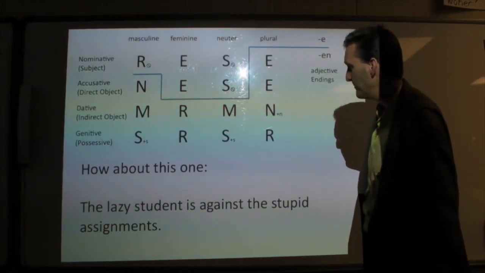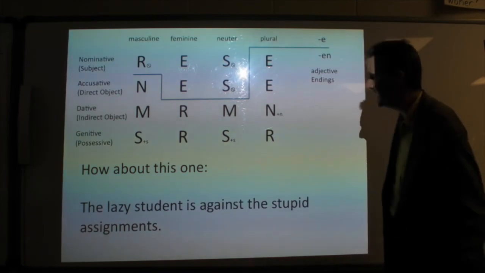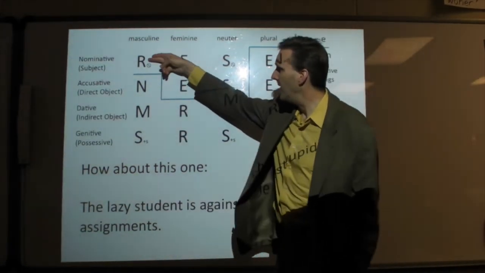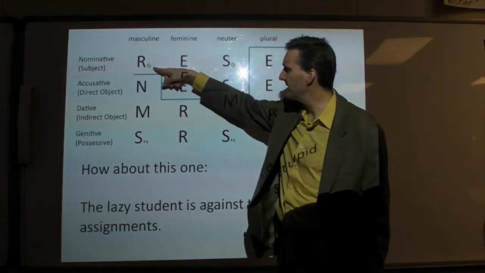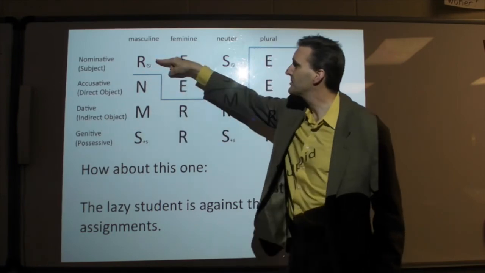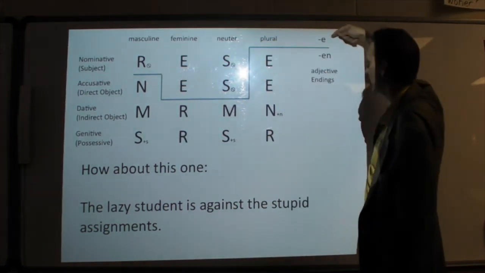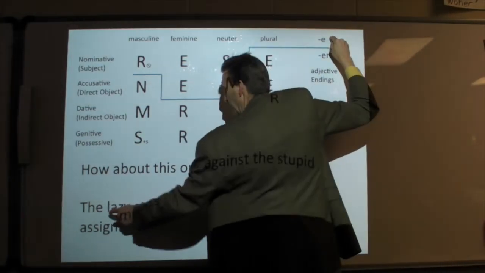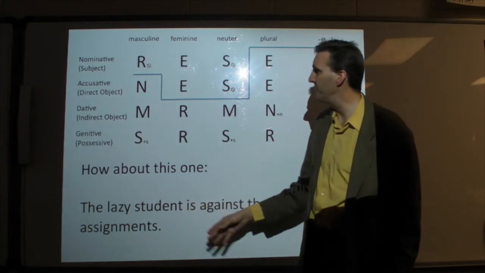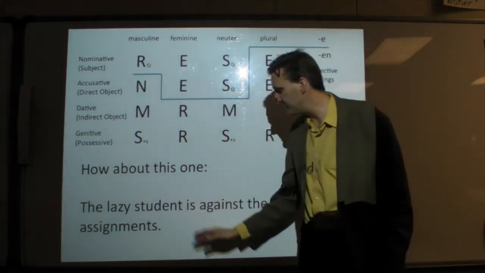Let's try this one now. The lazy student is against the stupid assignments, okay? So, if we're going to go with the male student, that's the subject, does it orphan its endings? Not the, okay? So, we're going to keep the R, der, crooked line rule above the crooked line, faule. So, der faule Schüler. Of course, I didn't say whether that's male or female. If it's female, die faule Schülerin ist.